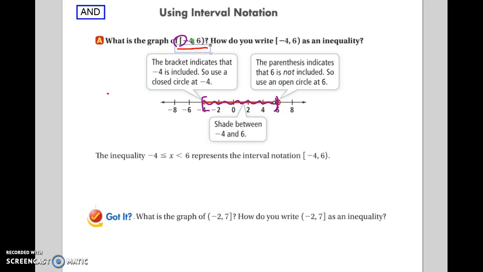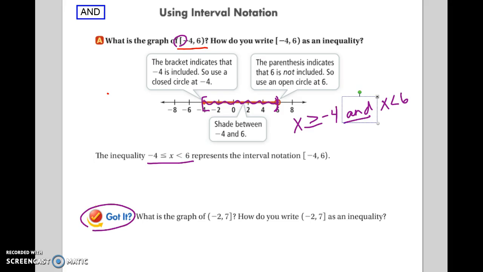If I want to write an inequality, I can do it 2 ways. I can either say x is greater than or equal to negative 4, because it is greater than, it also has an equal to, there's a bracket, and I have to put the word and, very important, so I know if it's an and or an or, x is less than 6. You can also write it all together with the x in between. So it would be negative 4 is less than or equal to x, which is less than 6. So you know it's between the negative 4 and the 6.